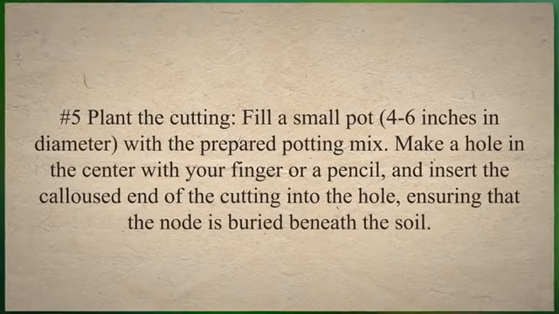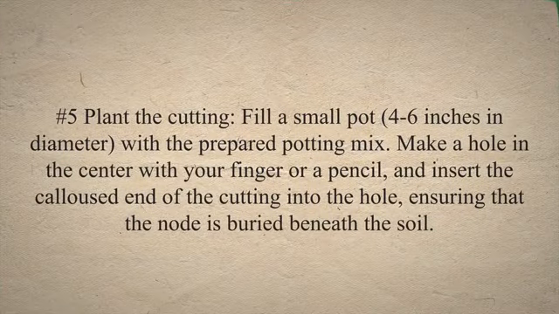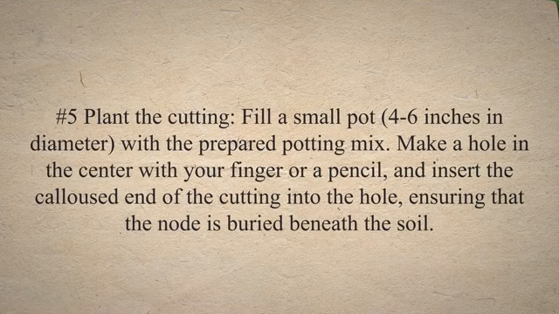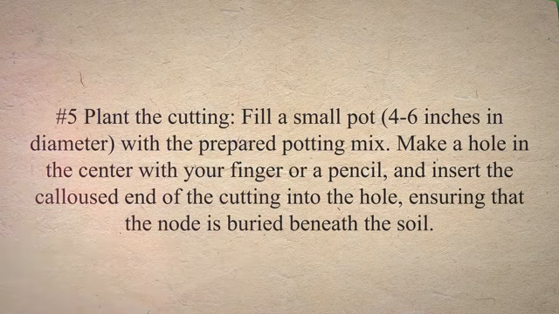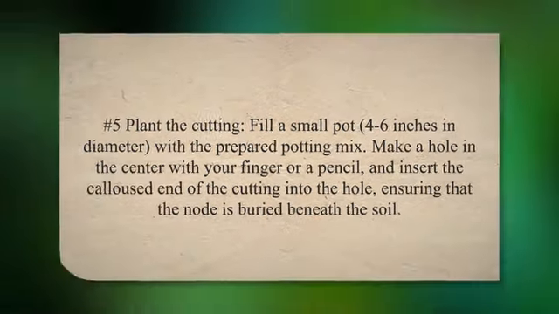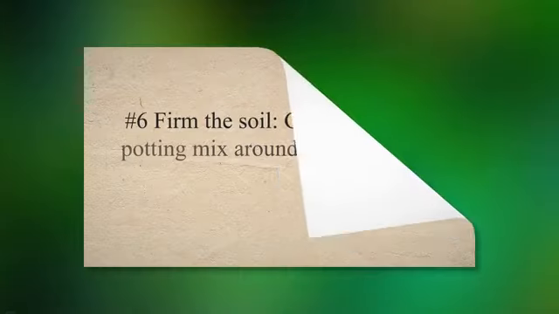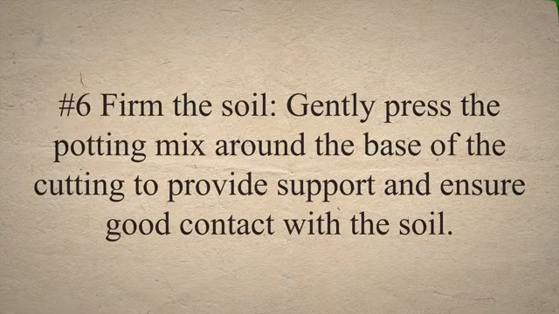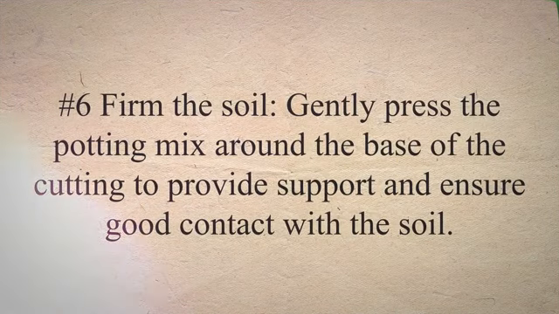#5 Plant the cutting. Fill a small pot, 4 to 6 inches in diameter, with the prepared potting mix. Make a hole in the center with your finger or a pencil, and insert the calloused end of the cutting into the hole, ensuring that the node is buried beneath the soil. #6 Firm the soil. Gently press the potting mix around the base of the cutting to provide support and ensure good contact with the soil.